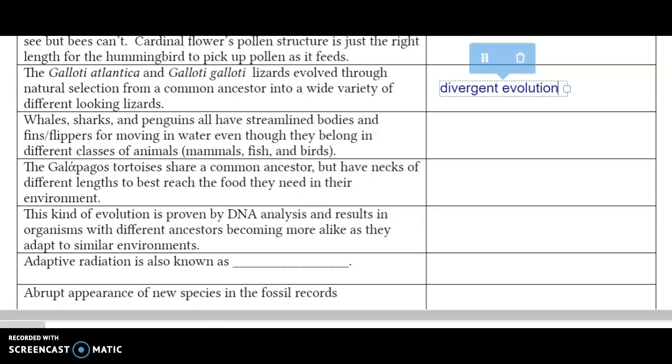Okay, the next one says whales, sharks, and penguins all have streamlined bodies and fins and flippers for moving in the water, even though they belong to different classes of animals. They have mammals there, fish there, and birds there, but they've all adapted to be a lot alike because they all survive in the same environment. They're coming together to be more alike. They are converging. It's convergent evolution.